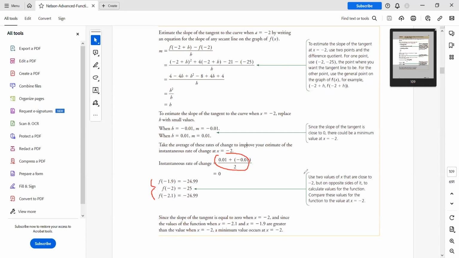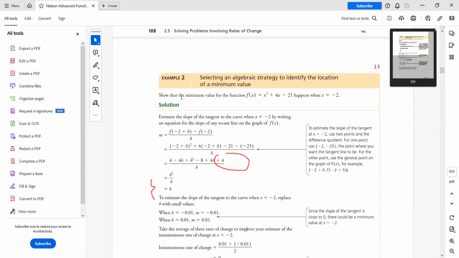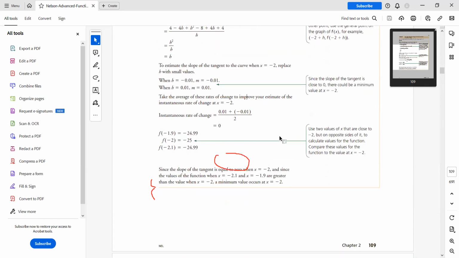So our estimated instantaneous rate of change when x equals negative 2 equals 0, so this could be a local minimum. We use 2 values of x that are close to negative 2 but on opposite sides of it to calculate values for the function. Compare these values for the function to the value at x equals negative 2. And in fact, you can see that on both sides we have a greater value than when x equals negative 2. In fact, x equals negative 2 is the minimum point of our parabola, our quadratic function that we're studying.